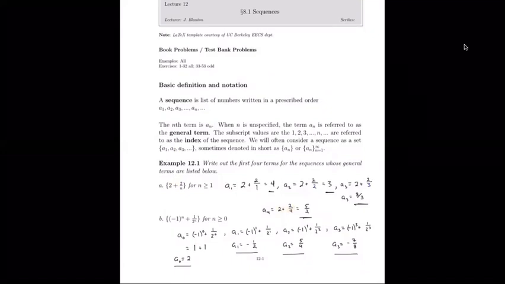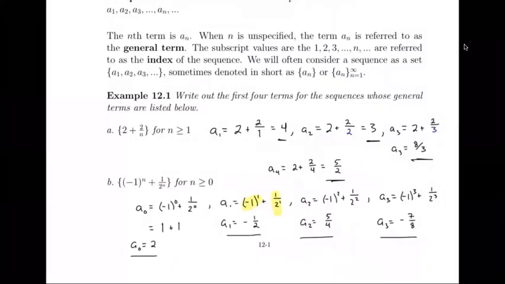Now for the next one, negative 1 to the n plus 1 over 2 to the n for n greater than or equal to 0. So this sequence starts with n equal to 0, and it moves upward from there, counting positive integers. So a0 is when n is equal to 0, so it's 2 to the 0 and negative 1 to the 0. That leaves us with 1 plus 1, and we get a naught is equal to 2. a0 is often referred to as a naught. a1, n is equal to 1, so we have negative 1 to the first power, 1 over 2 to the first power, and that's negative 1 plus 1 half, so we get negative 1 half.